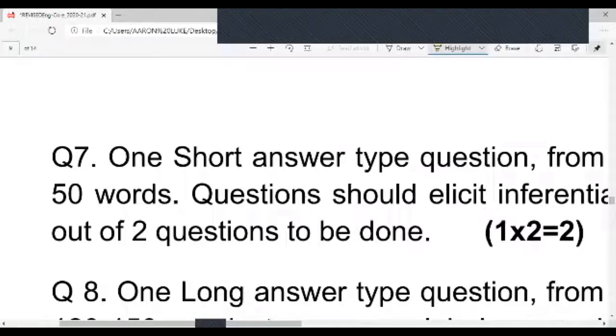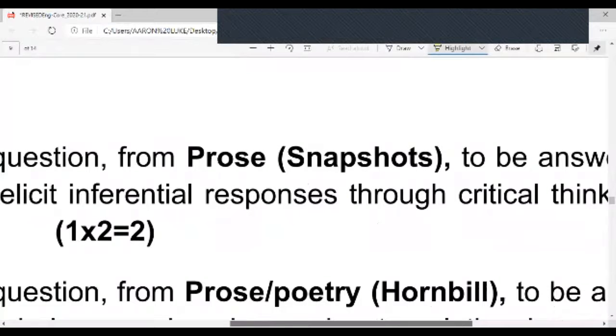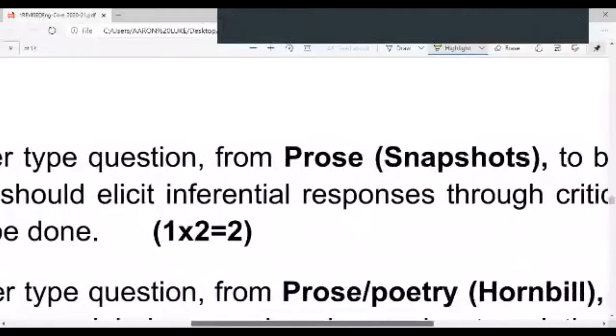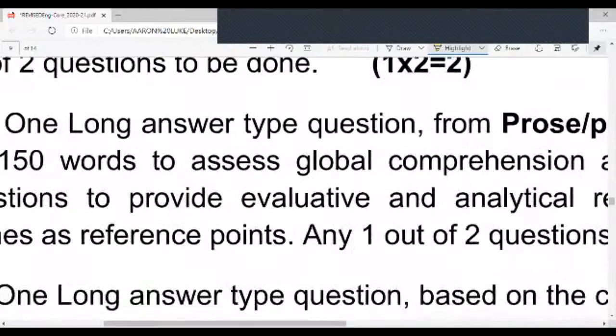One short answer type question from prose, that is Snapshots. The textbook is also specified. Two short answer questions will be given from Snapshots, of which you can choose one, and the mark is 1 into 2 is equal to 2 marks. One question you have to write, it will give you 2 marks.